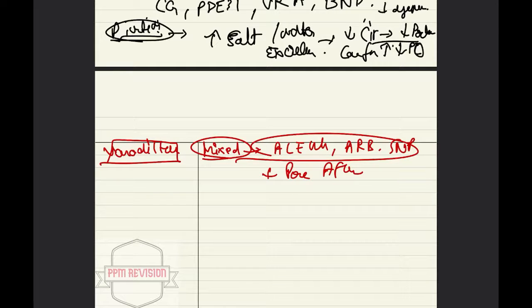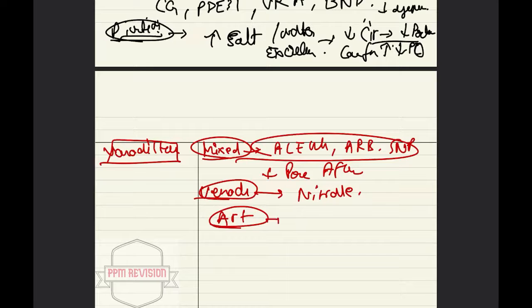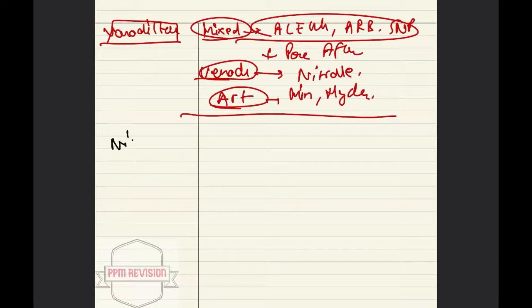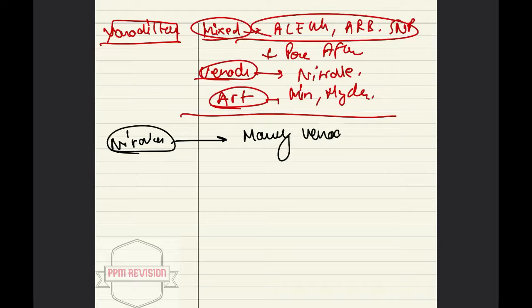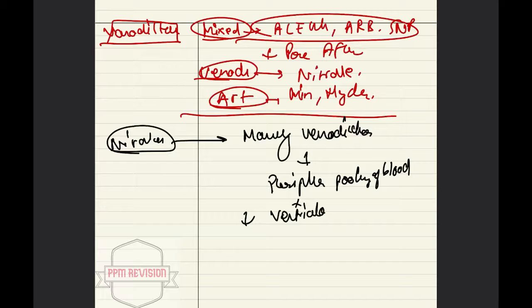Next, we have the predominantly venodilating effect. In case of venodilating effect, the main drugs are nitrates. And next, looking at the arteriolar dilating effect, there are minoxidil and hydralazine, already discussed. I'll be discussing again because it is very important. Now looking at nitrates, as we know, they are mainly venodilators, and there's peripheral pooling of blood, and ultimately there's a decrease in ventricular end diastolic pressure as well as volume.